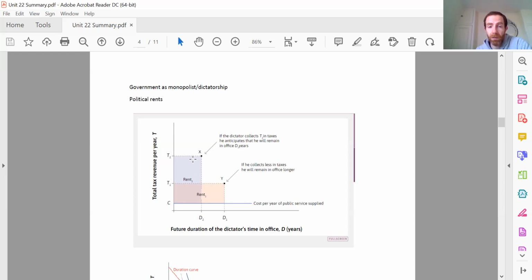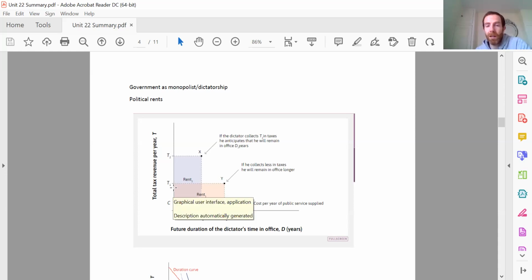And so that's going to give us the total financial value of that political rent. Whereas if the dictator decides to charge T1, a lower level of tax, then the citizens are less annoyed, and so will go longer without resisting and revolting and overthrowing the dictator. And so we see the duration that they're in office is longer, it's D1, but that T1 minus C, the political rent per year, is smaller.